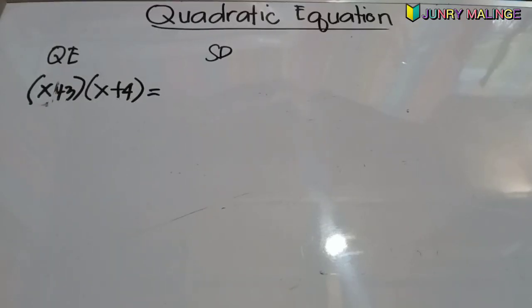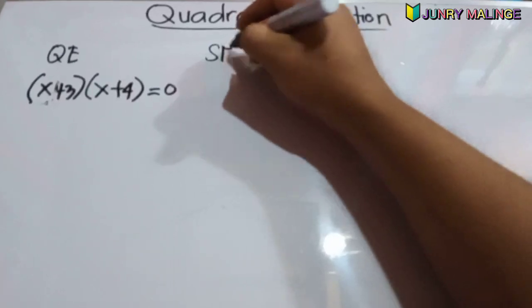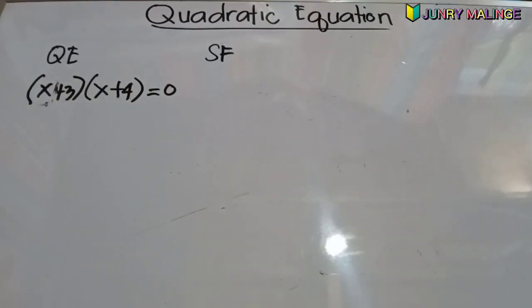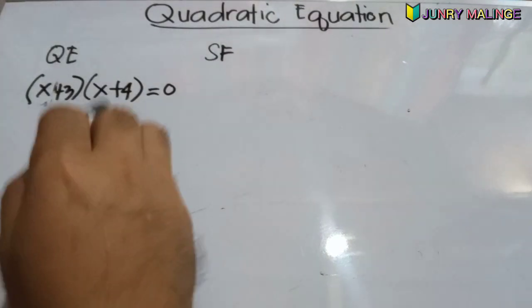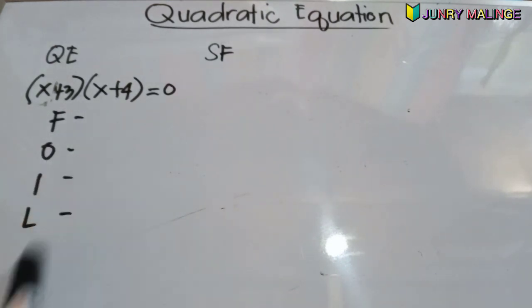Okay, the last example, guys. How about this one? Our quadratic equation is the quantity of x plus 3 times the quantity of x plus 4 equal to 0. So now, paano natin ito makukuha in standard form? We're going to recall the standard form, or we're going to apply the FOIL method. Ano nga ba ang FOIL method? FOIL method meaning, this is our first term, outer term, inner term, and the last term.